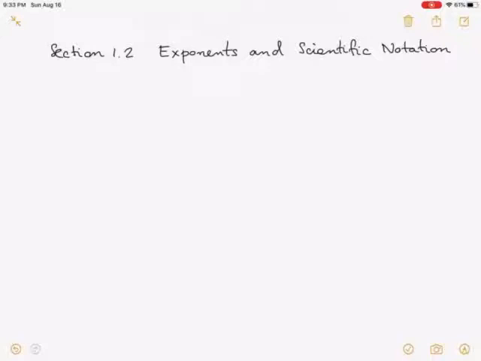So in this lecture 2, we will cover section 1.2, exponent and scientific notation. So first we talk about product rules of exponent.